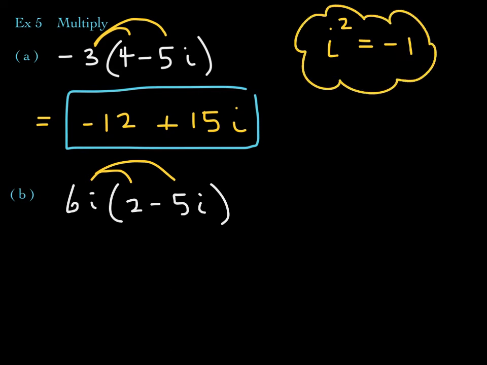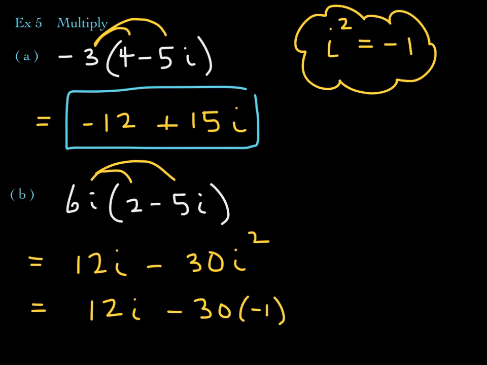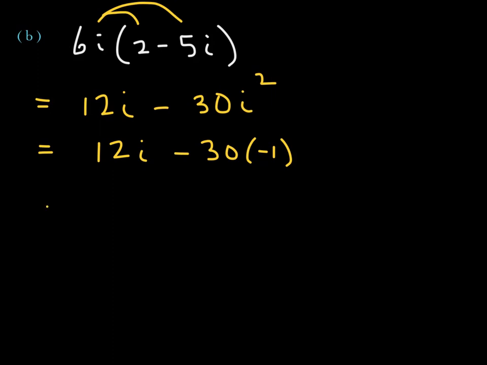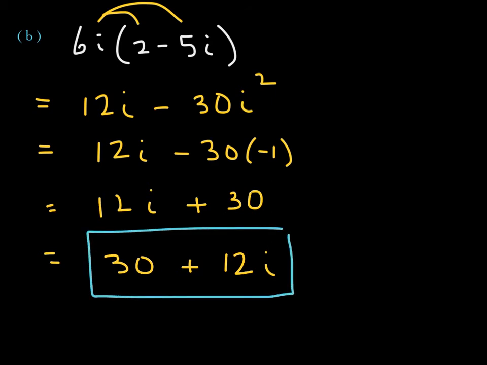Now, 6i times 2 is 12i. 6i times negative 5i is negative 30i squared. Now, don't forget that i squared is equivalent to negative 1. So then this turns out to be 12i plus 30. Usually we write the real part first. Let me rewrite this as 30 plus 12i. That wasn't too bad, was it? I mean, it was distribution like you've always done. The only thing that you have to be cautious about is don't forget i squared is equal to negative 1.